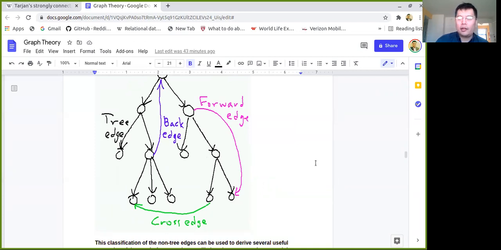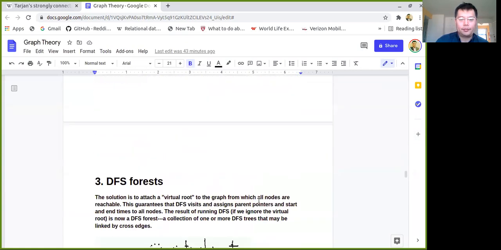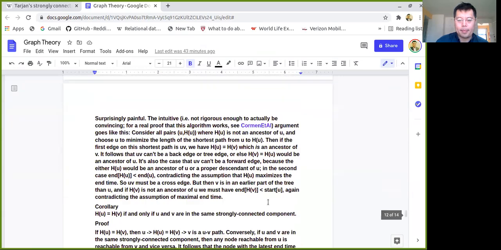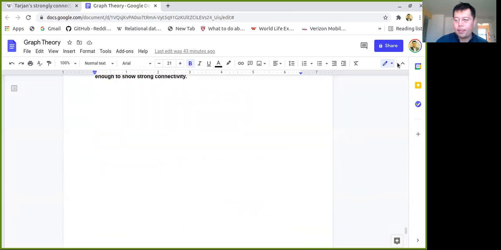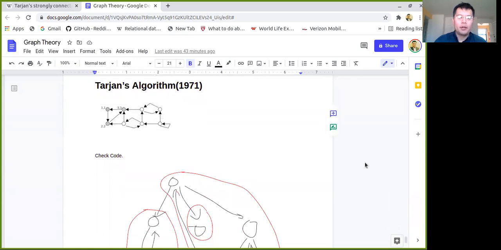All right, let's see Tarjan's algorithm. Tarjan is a computer scientist at Stanford, and he found the following algorithm to find all the strongly connected components in a directed graph. He published the paper in 1971.